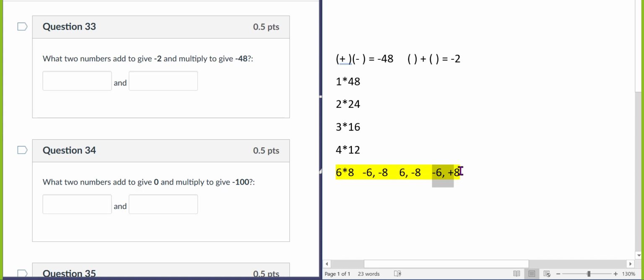And notice that this is not correct, because if I multiply them, I get -48, but if I add them, I get +2. So not this. So it's got to be +6 and -8. +6 and -8, right?